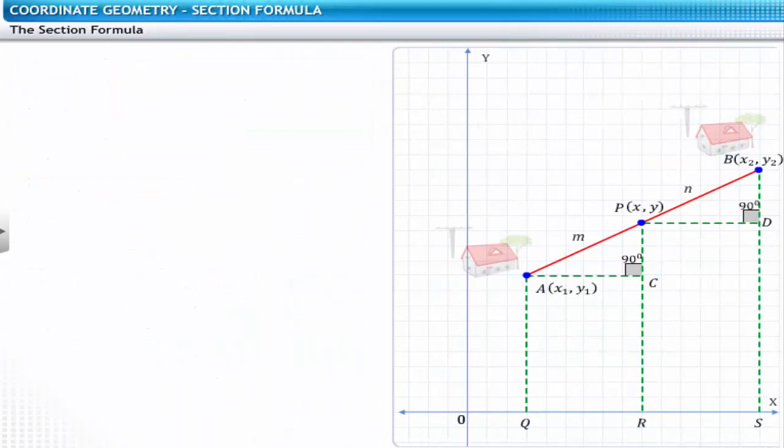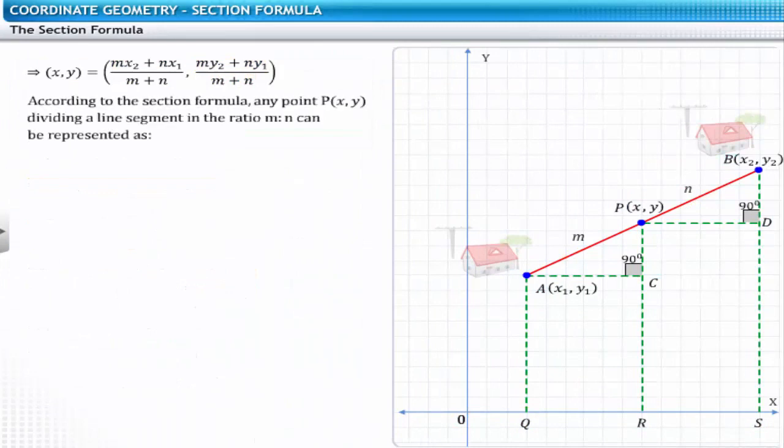Thus, the coordinates of point P can be calculated using the formula obtained: m x2 plus n x1 divided by m plus n and m y2 plus n y1 divided by m plus n. This formula is called the section formula. According to the section formula, any point P(x, y) dividing a line segment in the ratio m:n can be represented as m x2 plus n x1 divided by m plus n and m y2 plus n y1 divided by m plus n.